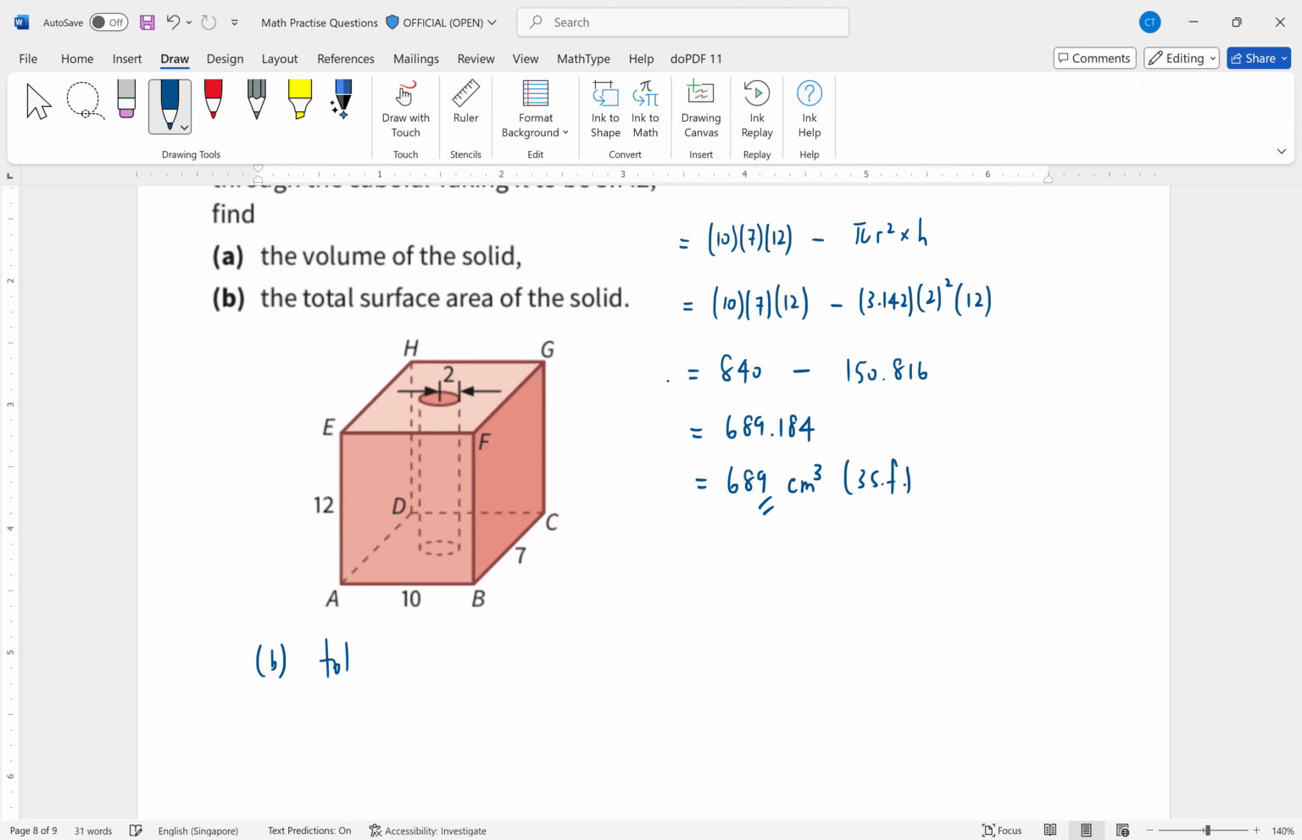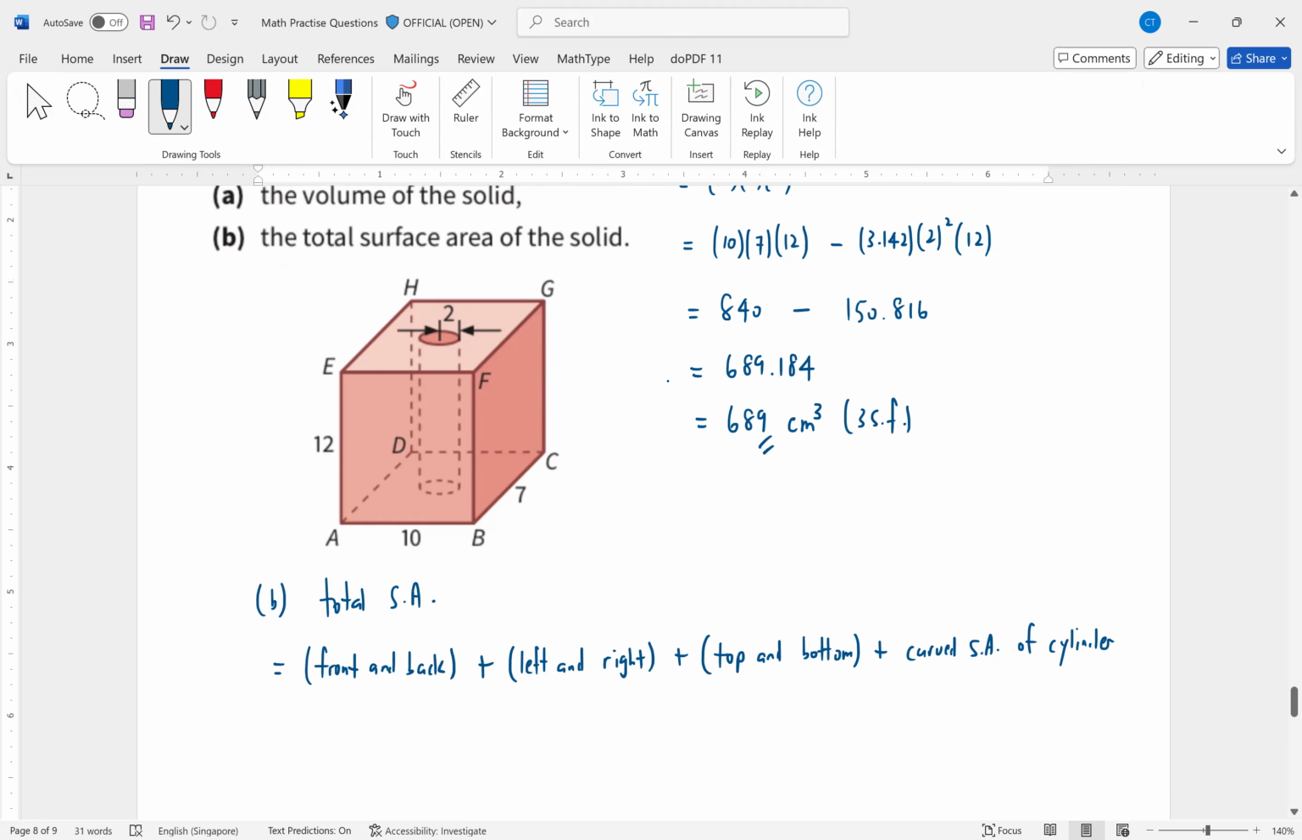So total surface area, maybe I'll write it this way. Put in bracket front and back, plus left and right faces, plus top and bottom. You can always write this out so that you are more clear what you need to find. And then the curved surface area of the cylinder. So you need to add up these 7 surfaces.